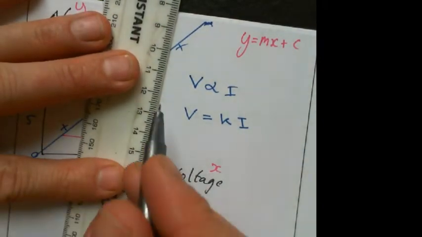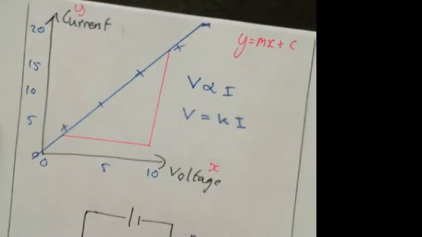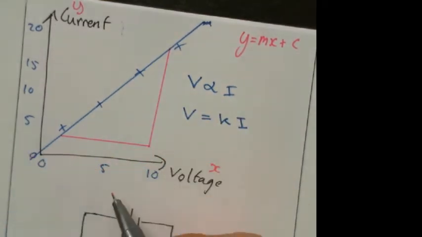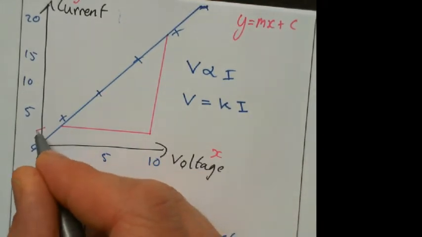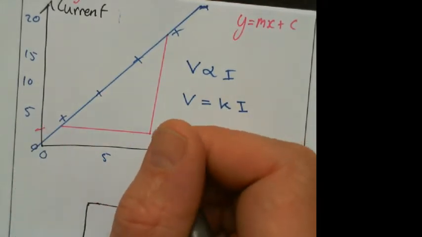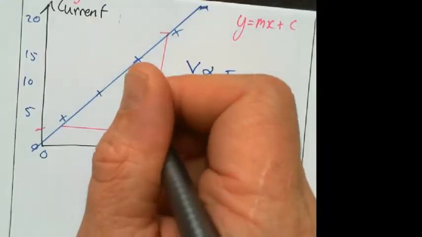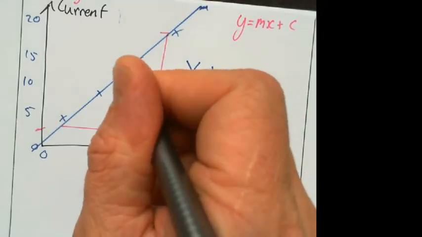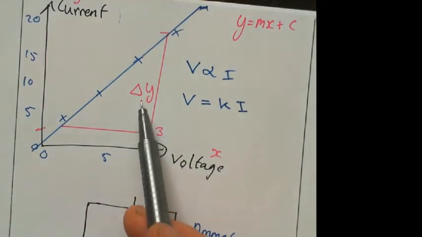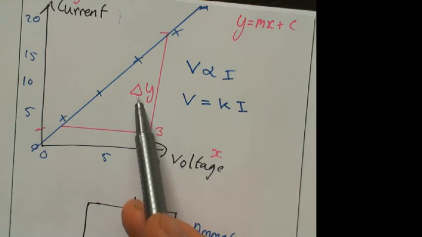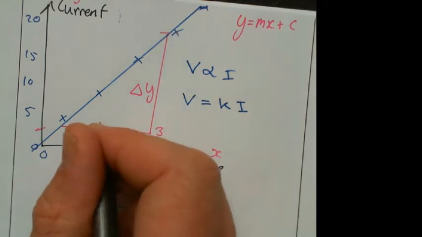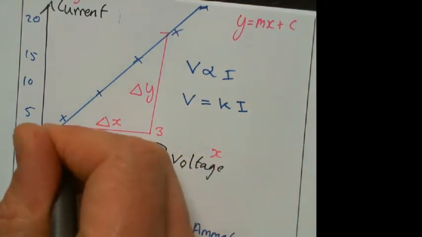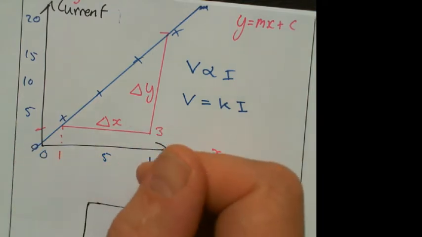And I need to work out what my gradient is by doing a triangle like this. When I do my triangle, I need to work out, so that's about 2 or 3, let's call it 3, and that's about 20. So this here, my y, and we use the delta, remember from the previous module, called change. So change in y is from 3 to 20, and delta x is from 1 to 10.